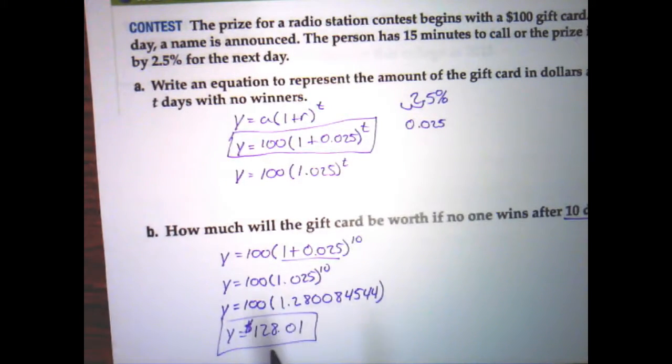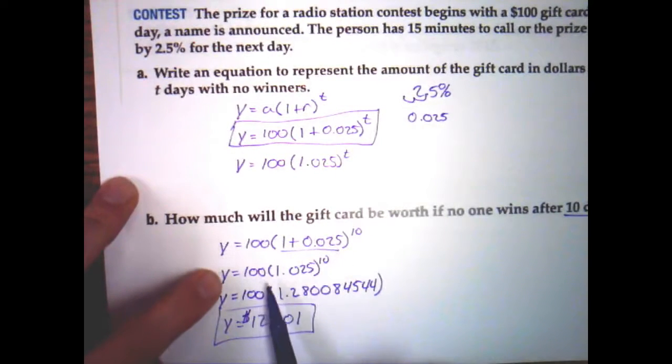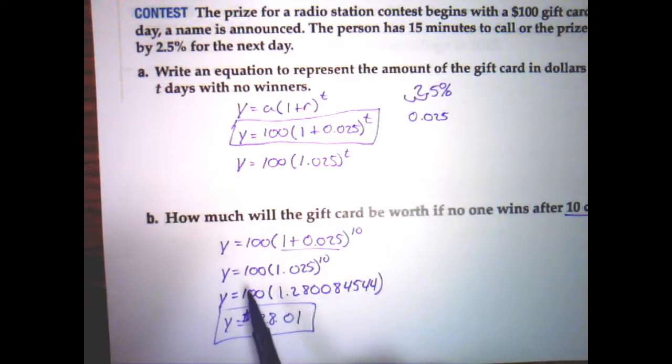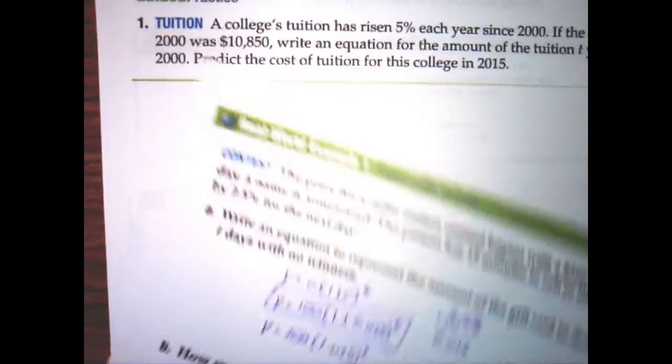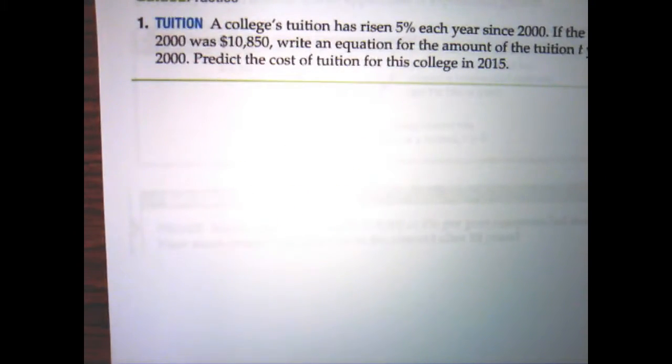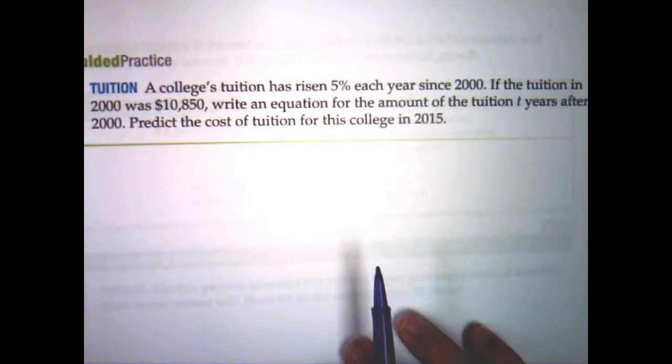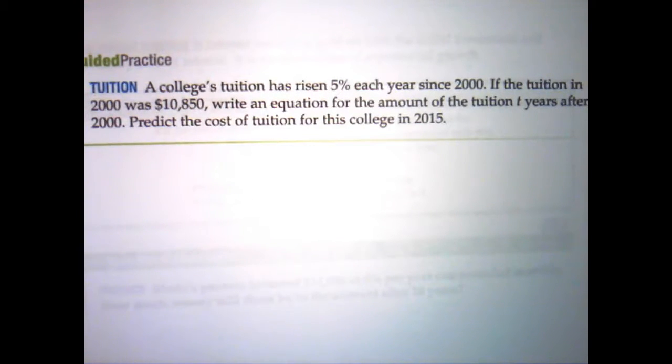Now, if you are good with your calculator, you can plug this whole thing in, but make sure you put parentheses around the 1.025. That way you're not raising the 100 to the 10th power. That would result in an incorrect answer. So, go ahead, try this one on your own. Try number 1 on your own under the guided practice. I'll be back in a minute to go through that one.